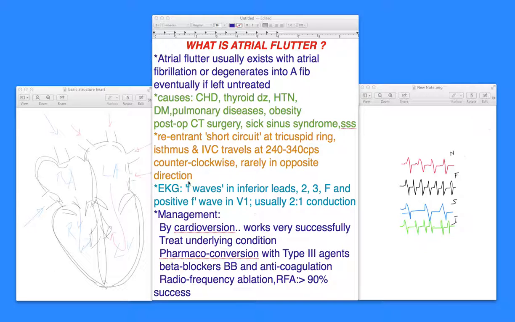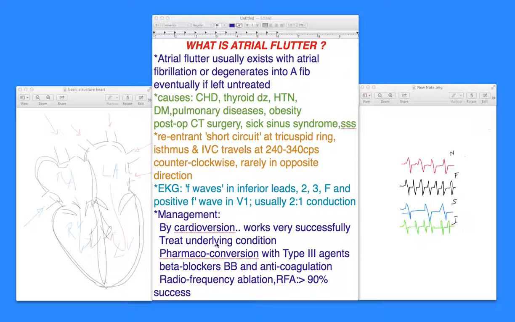lead. Usually the conduction, as I said, is about 2 to 1. So say the atrial rate is about 300 or 320. The chances are the ventricular rate based on a 2 to 1 conduction will be 150 to 160.